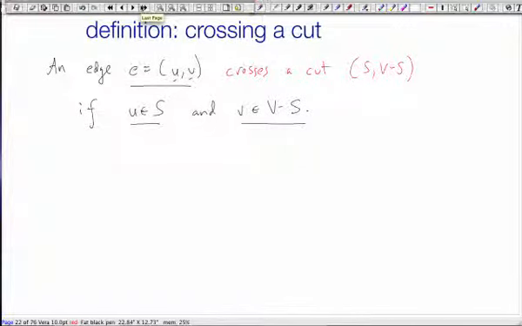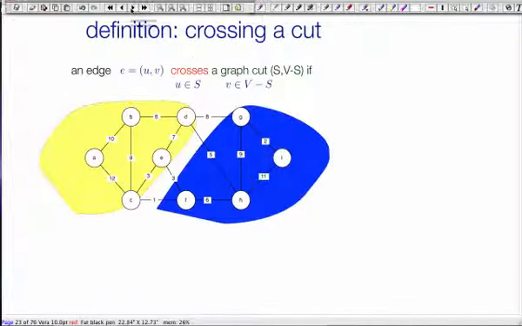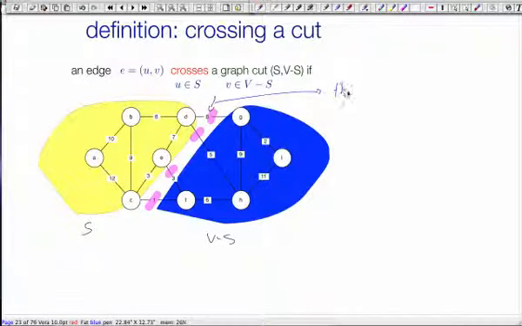So crossing the cut. Here is an example right here. This is S and this is V minus S, so the cut is depicted in these pictures right here. And any of these edges right here are edges that cross the cut. Does that make sense?